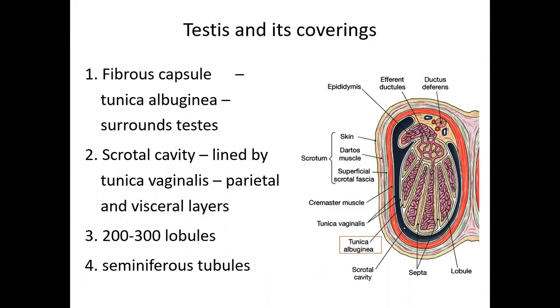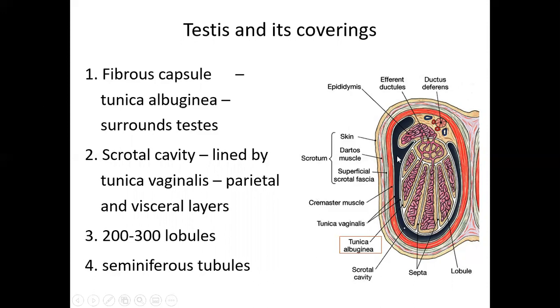During the early part of my previous lecture, I discussed the testis and its covering. So if you see here, this is the testis. It is covered by the fibrous capsule, and this fibrous capsule is known as the tunica albuginea. The tunica albuginea surrounds the testis.